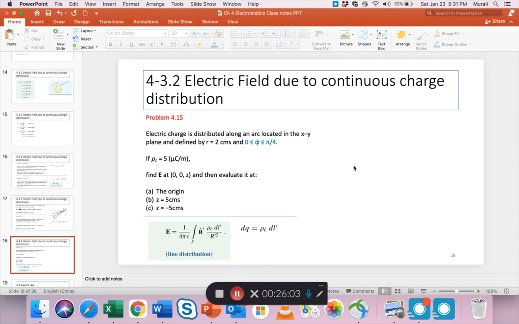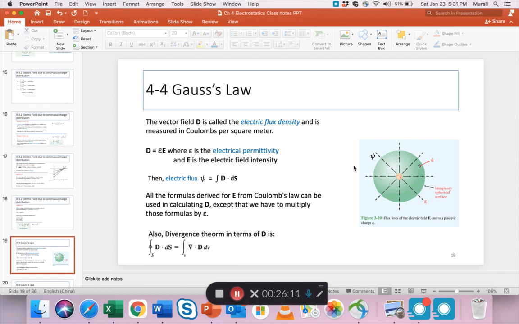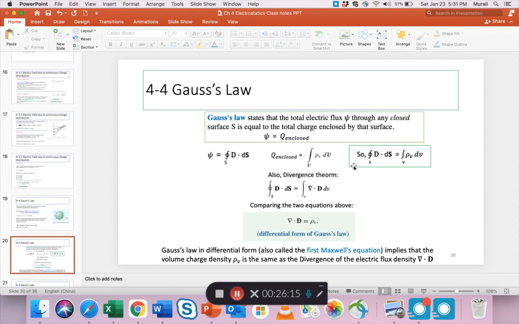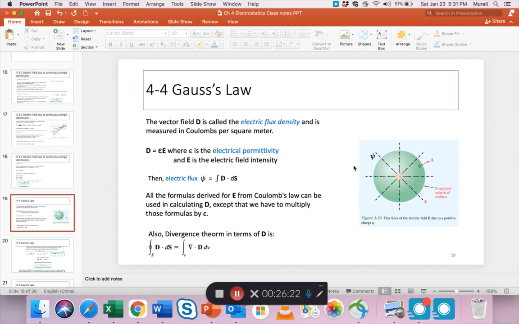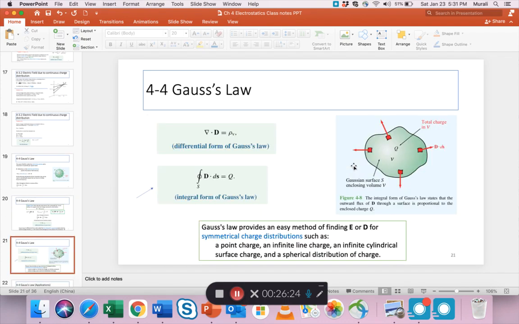So that was example 415. Okay, slide 19. Oh, sorry, I called it example 415. It's problem 415 on slide 18. Okay, moving ahead, Gauss's law.